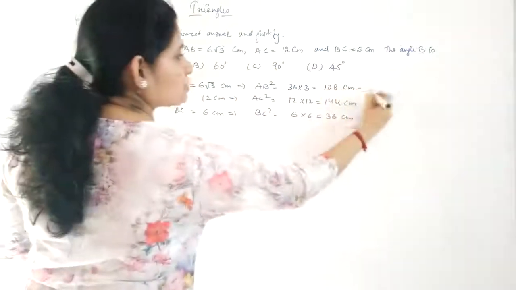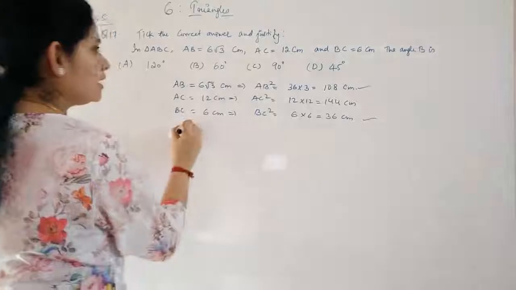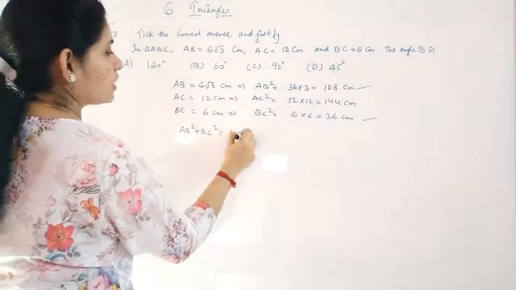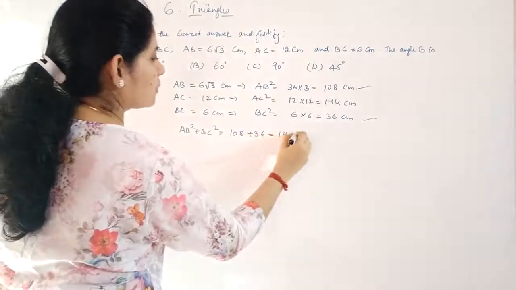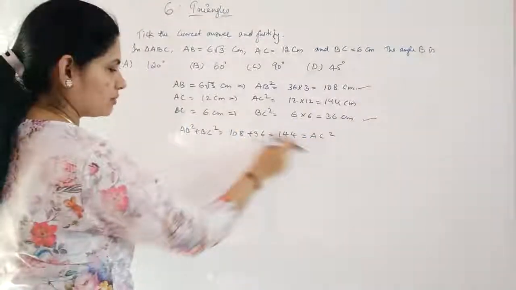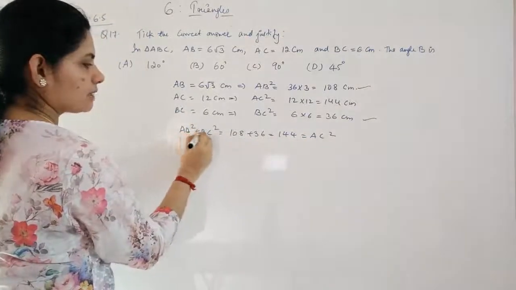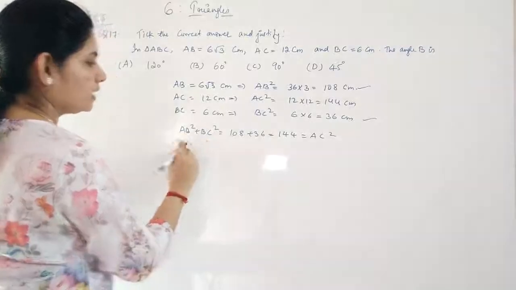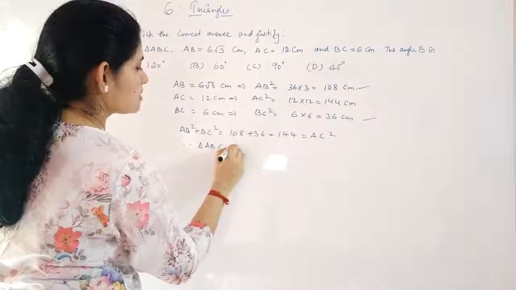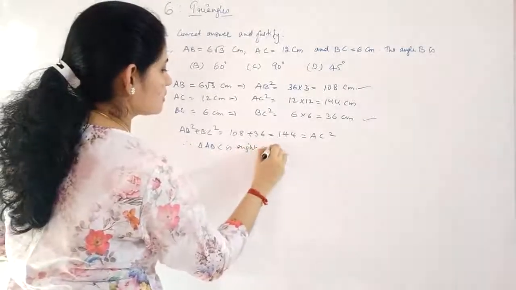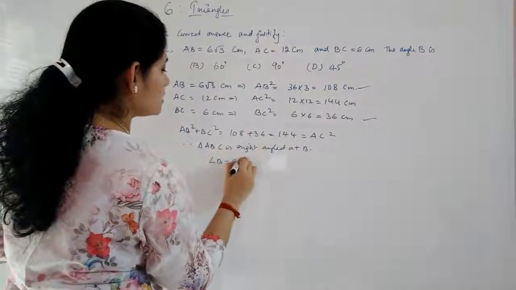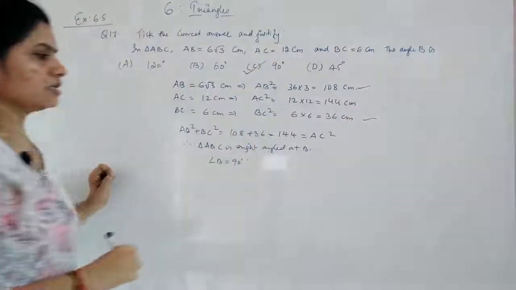You can see whether any addition of two will give you the third one. These two are smaller, so what will be AB square plus BC square? 108 plus 36, which is 144, and 144 is AC square. So you are getting AB square plus BC square equal to AC square, which means it will be right angled at B. Therefore, triangle ABC is right angled at B. That means angle B should be 90 degrees. So option C is correct.